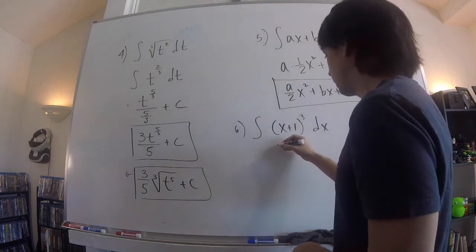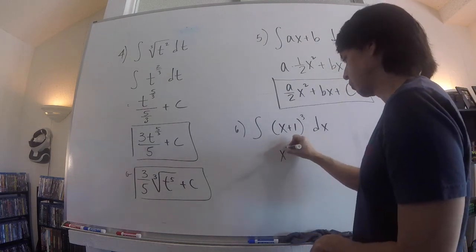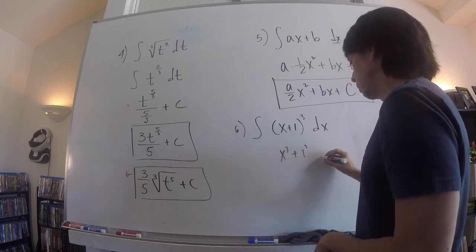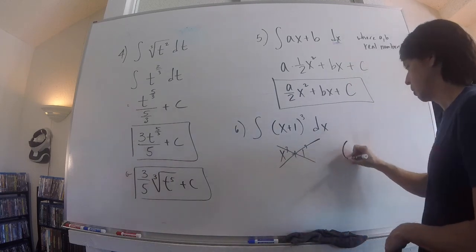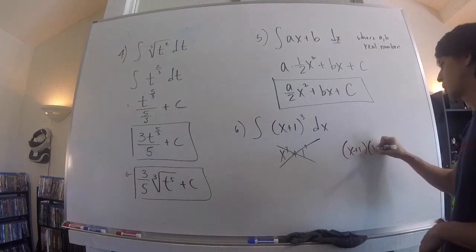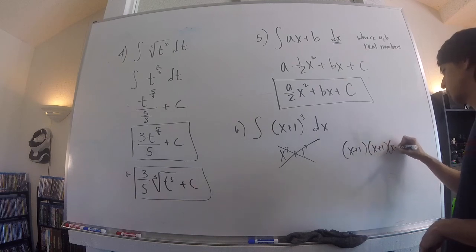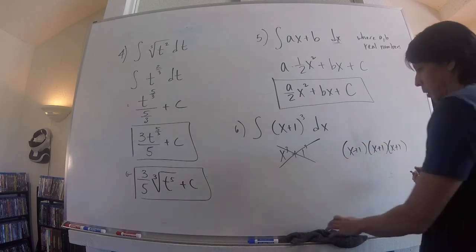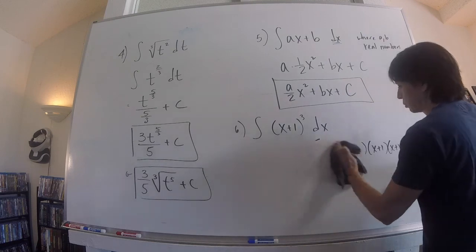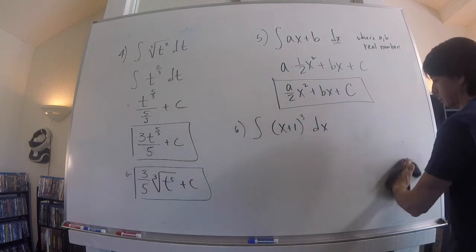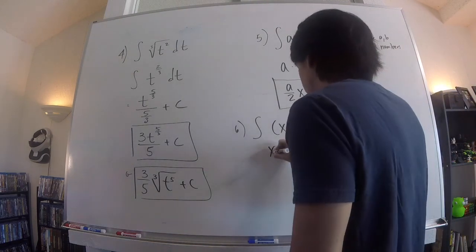So you've got to FOIL out. Make sure you don't just cube. It's not x cubed plus 1 cubed. Nope, that's not what it is. It is x plus 1 times x plus 1 times x plus 1, and you've got to FOIL it out. I'm not going to waste our time foiling it out on the board, but I know what it is already, so I'm going to skip to that.